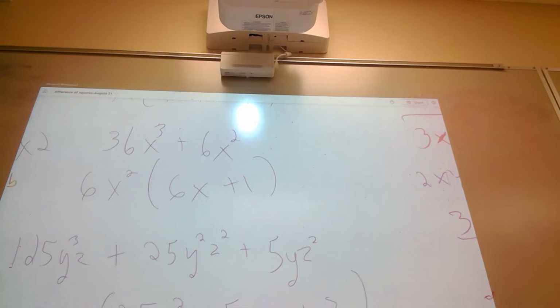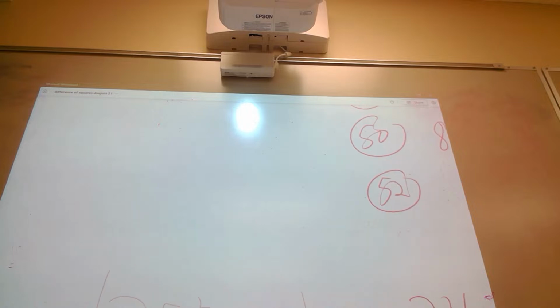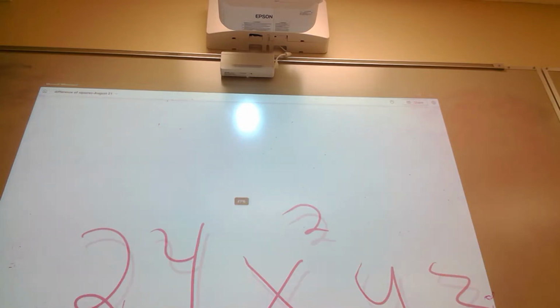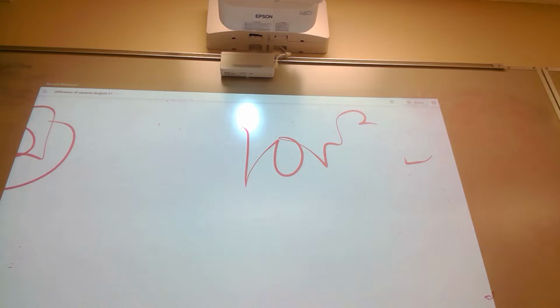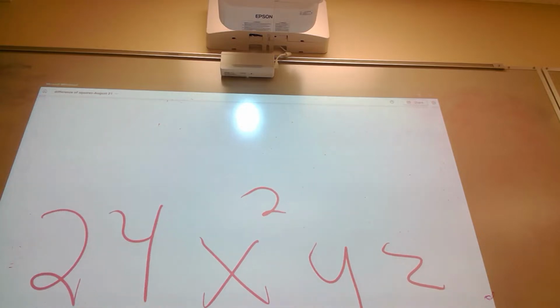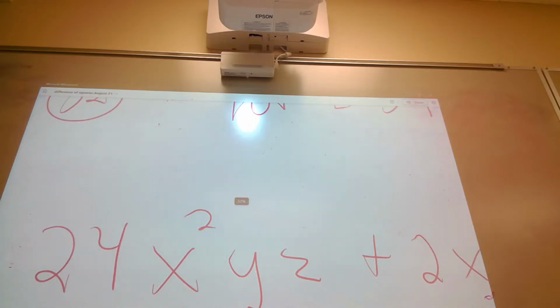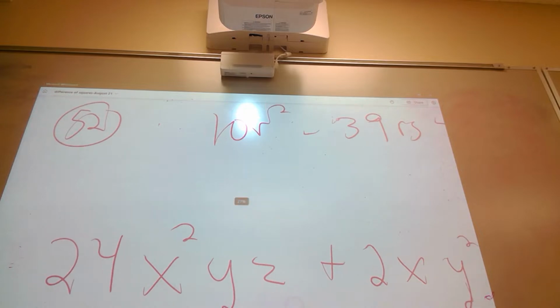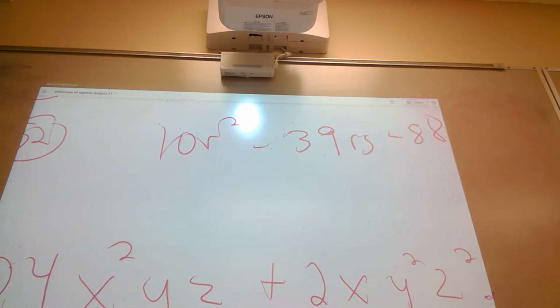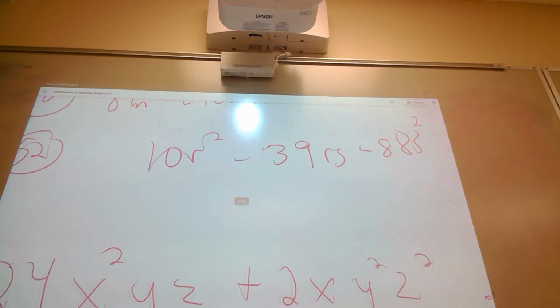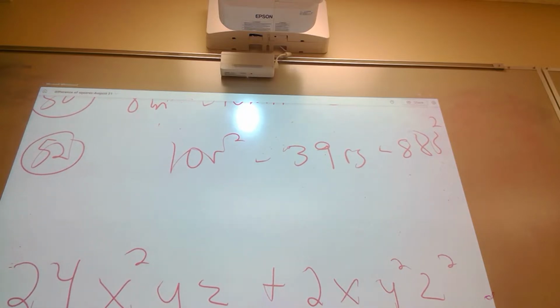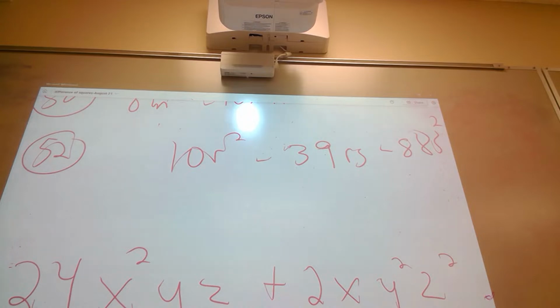Let's do some others. 24x squared yz plus 2x y squared z squared. So look at what do 24 and 2 have in common? What's the factor? X squared and x, y squared and y, z and z squared.